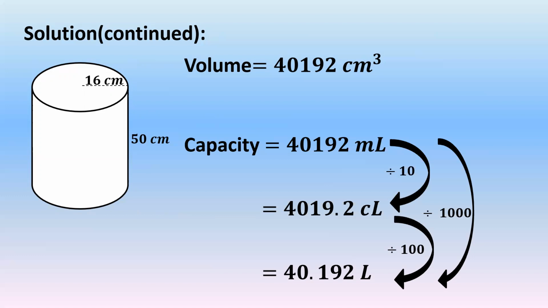A quick recap before doing the exercises. 1 milliliter is equal to 1 centimeter cube. 1 liter is equal to 1,000 centimeter cube. Volume of a prism is equal to area of cross-section multiplied by length. Volume of cylinder is equal to area of circle multiplied by height.